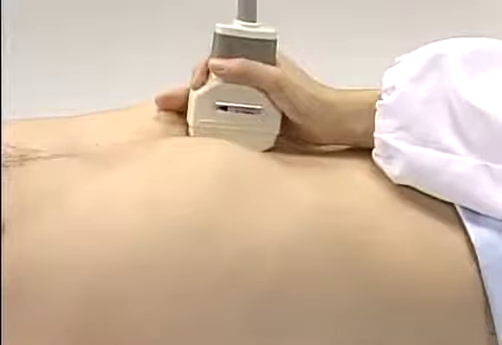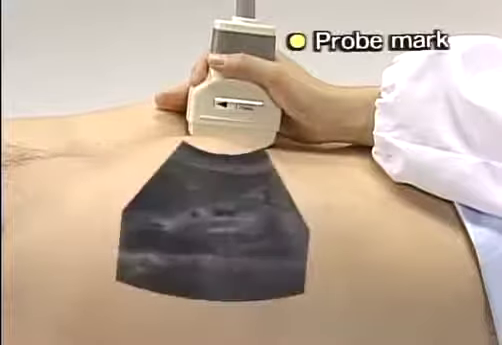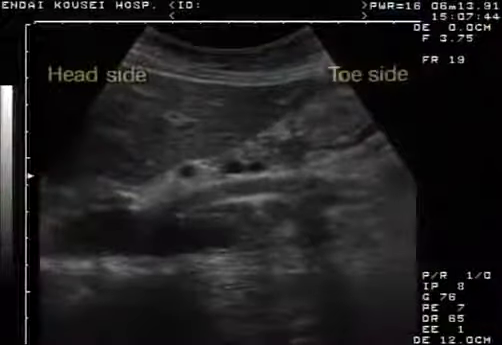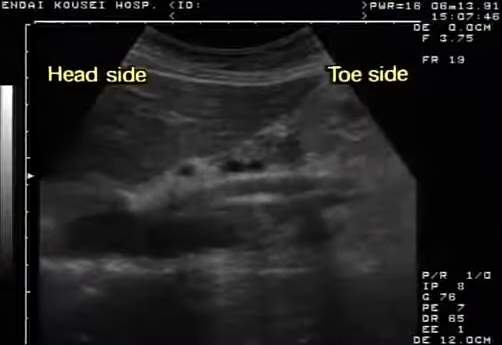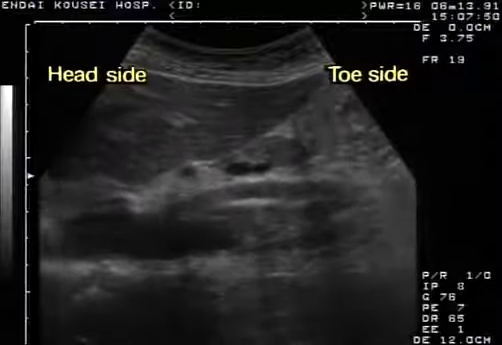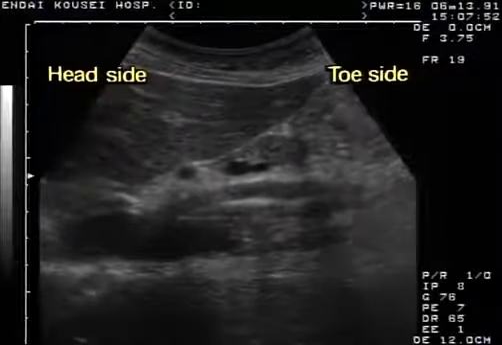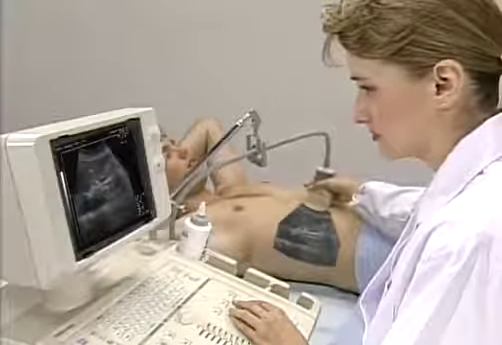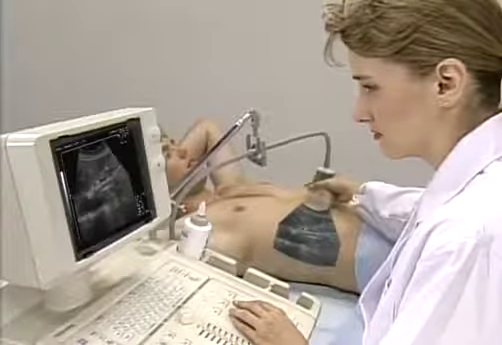When visualizing a longitudinal plane, place the mark of the probe towards the patient's toes. Then, you can obtain an ultrasound image as viewed from the patient's right side. The right side of the screen corresponds to the patient's toe side. This procedure is also easy to understand.